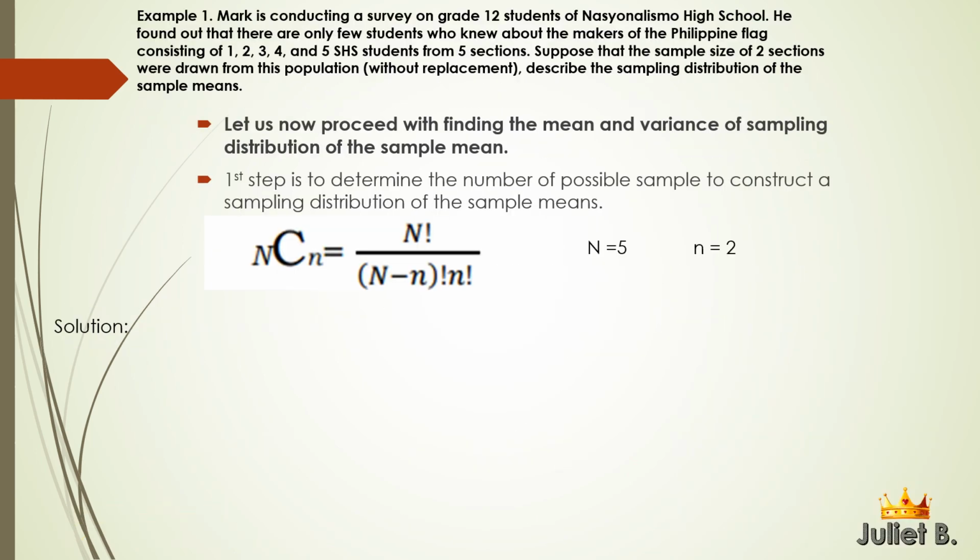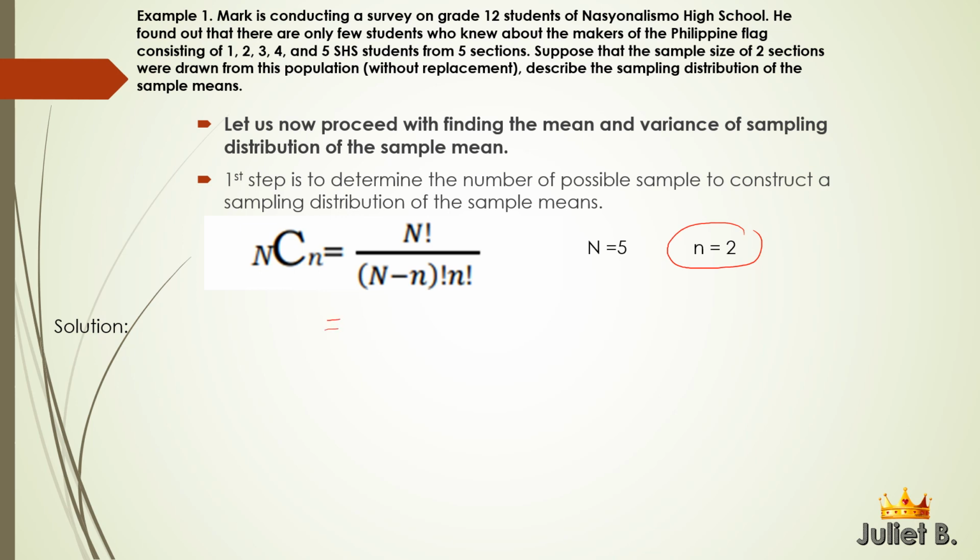Now that we are through solving for the population mean and the population variance, let us now proceed to finding the mean and variance of the sampling distribution of the sample mean. First step is to determine the number of possible samples to construct a sampling distribution of the sample means. Again, we will use the combination formula: population size, combination of sample size. Our population size is 5 and the sample size is 2. With that, we'll be using this.